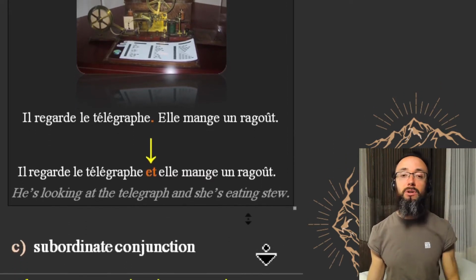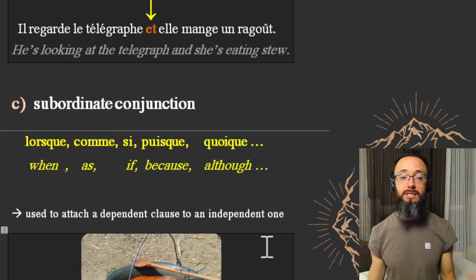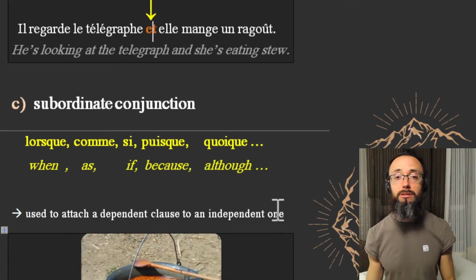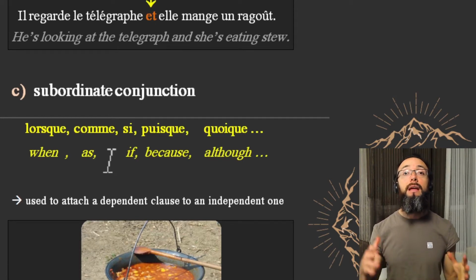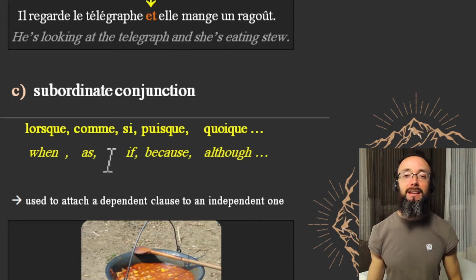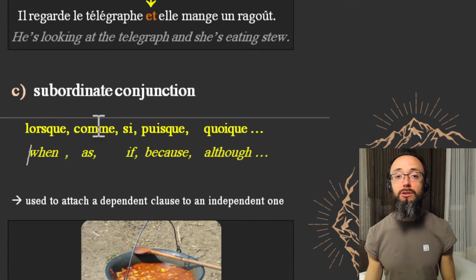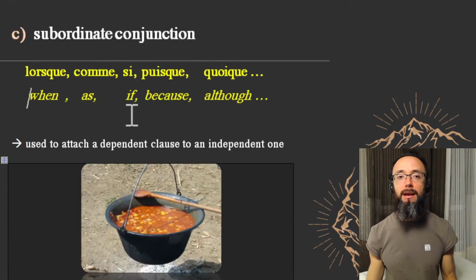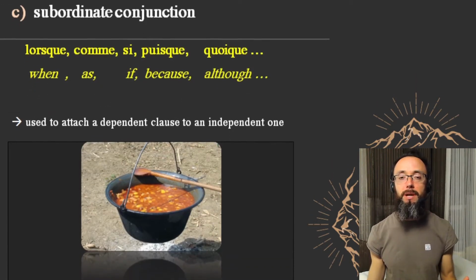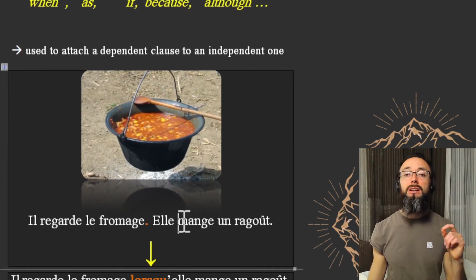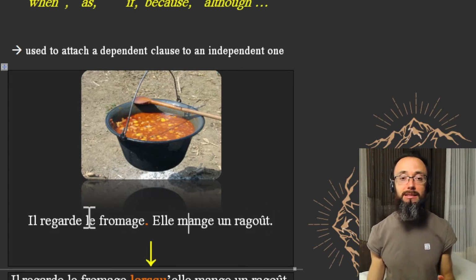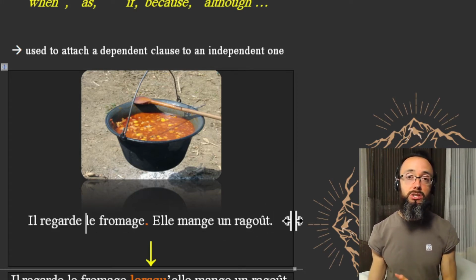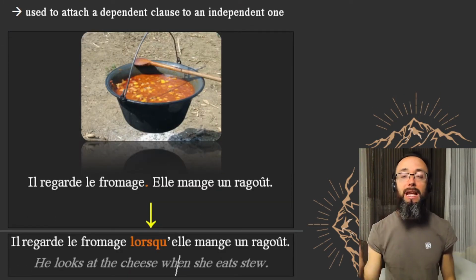Now, slightly more difficult because dynamics change with subordinate conjunctions. And here, I just named a few, more of them on the website, and there's a link below the video because there's, of course, an exercise after this lesson. And these are lorsque, comme, si, puisque, quoique. And here, it's a better idea to explain with an example. He's looking at the cheese, she's eating stew, or, depending on the context, he looks at the cheese, she eats stew. Il regarde le fromage lorsqu'elle mange un ragoût.